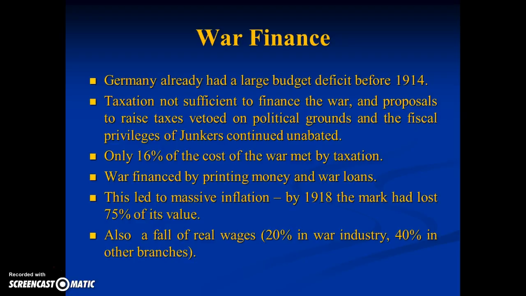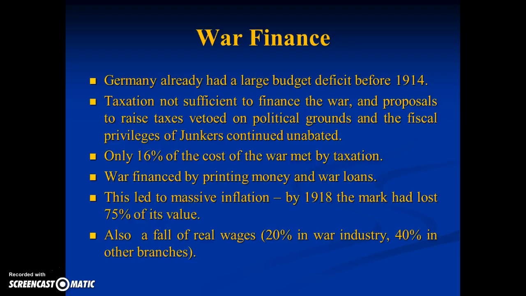Away from the war front itself, we normally think about Germany in the 1923 economic crisis with the hyperinflation as a one-off, but it had been building up from well before the war. Taxation was not sufficient to finance the war, and proposals to raise taxes were vetoed on political grounds, and the fiscal privileges of Junkers continued unabated. Only 16% of the cost of the war was met by taxation, and therefore there was a large budget deficit even before 1914.